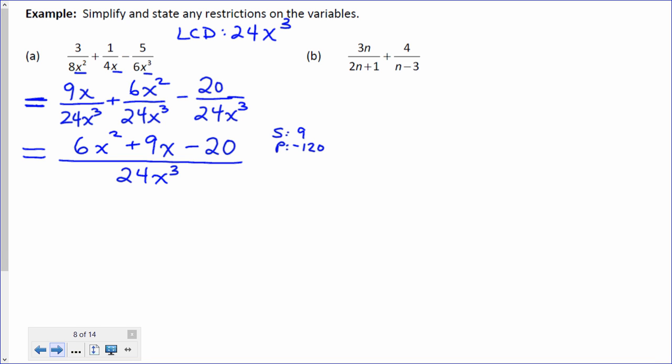2 and 60, too far apart for 9. What would come next? 3 and 40, still too far apart. 4 and 30, still too far apart. How about 5? 5 times 24, so that's 5 and 24, that's 19 apart, so still too big.